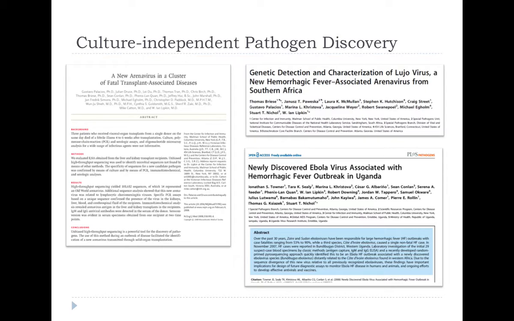So a new arenavirus in the case of transplant-associated diseases in intensive care units, and 2 new viral hemorrhagic fever viruses.